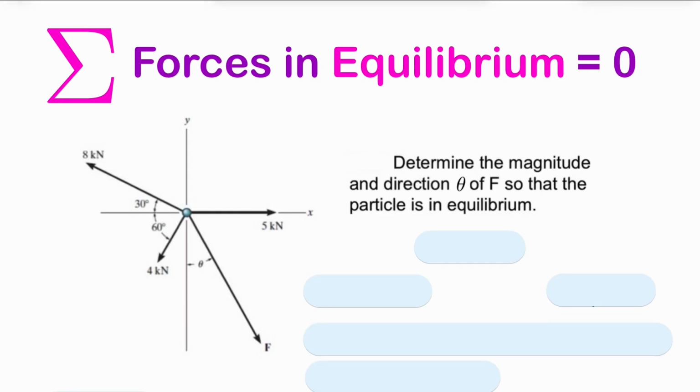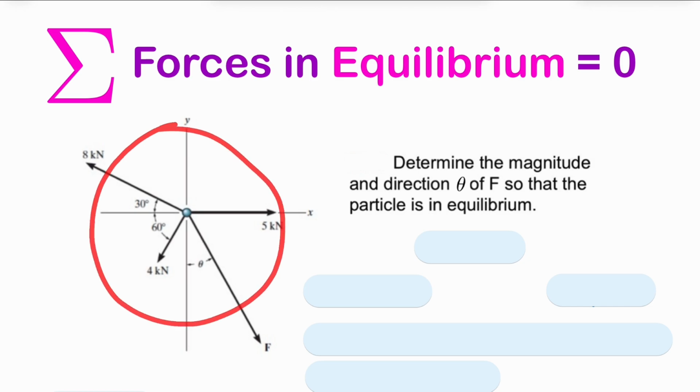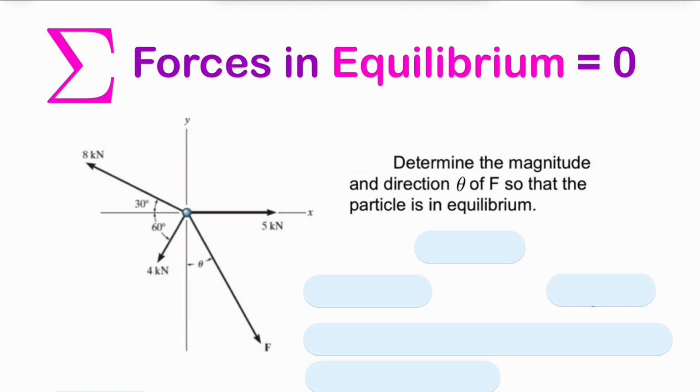So in this question, we're given a number of forces, and we're told that the particle upon which the forces are acting is in equilibrium. That means the forces are balanced. It means that the sum of these forces is equal to 0. Okay, so that symbol there means the sum. So if you add all these vectors together, the end result should be 0.